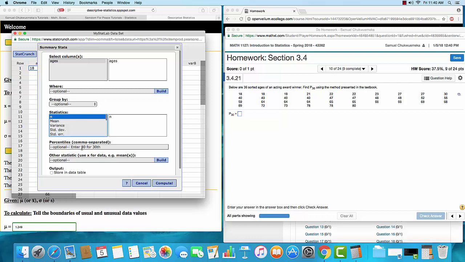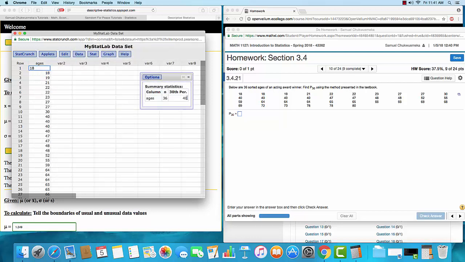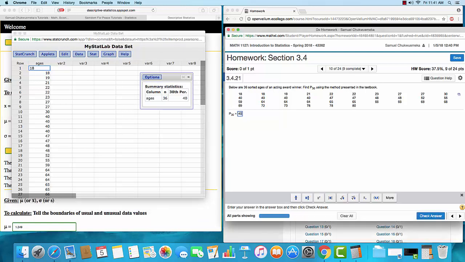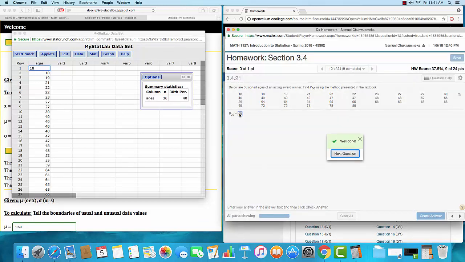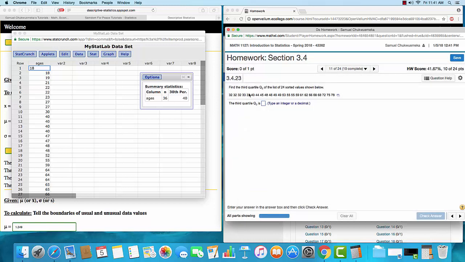Percentiles. Enter 30 for 30th. So I'm just going to put 30. Okay. And we click compute. So the 30th percentile is 40. You just put 40, and that is it.